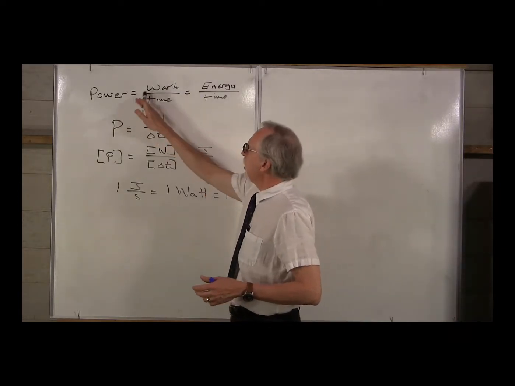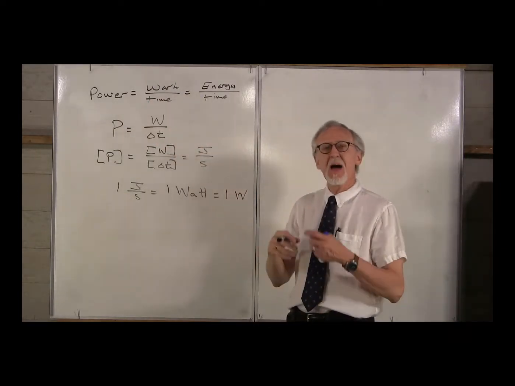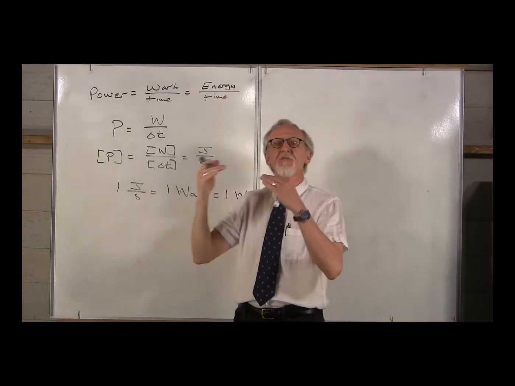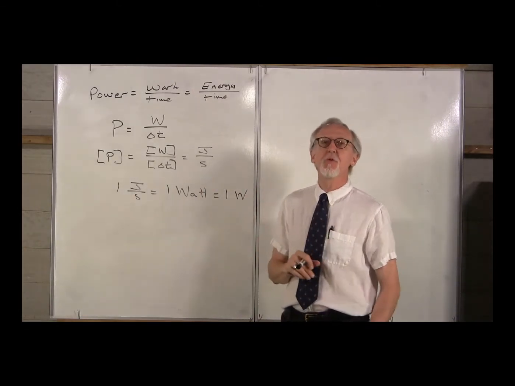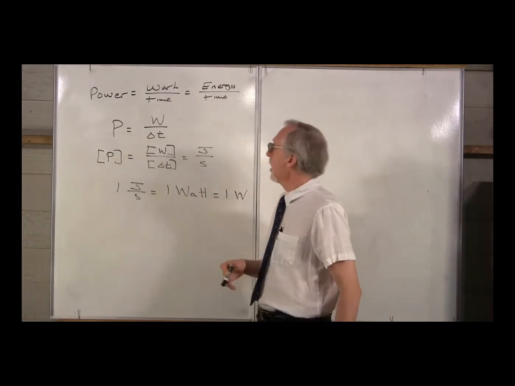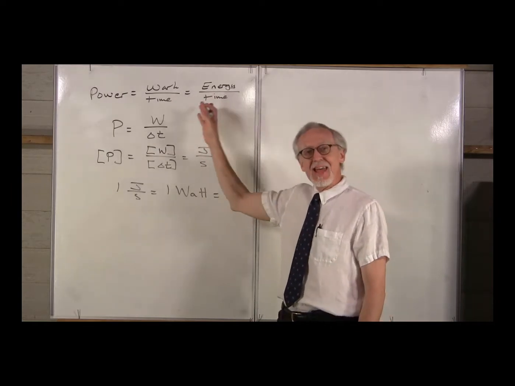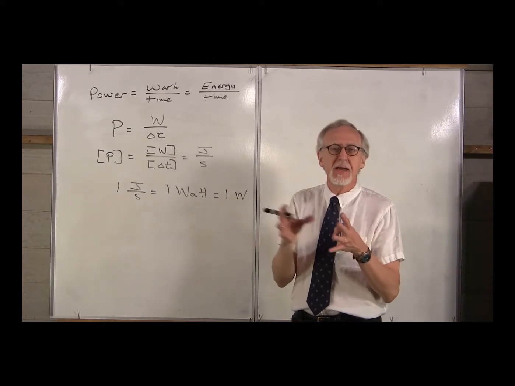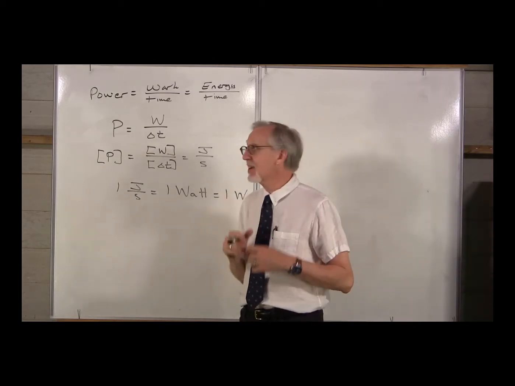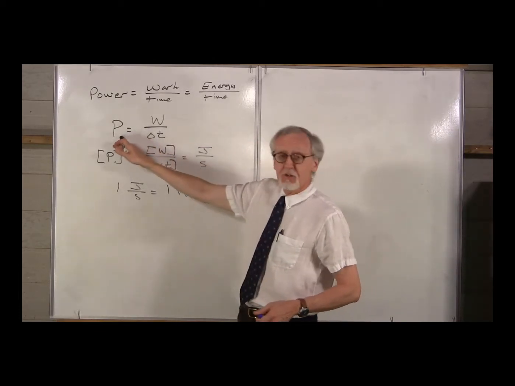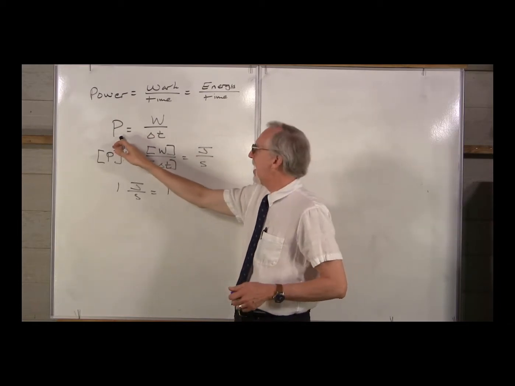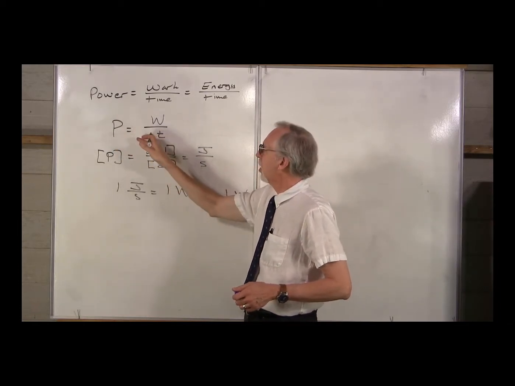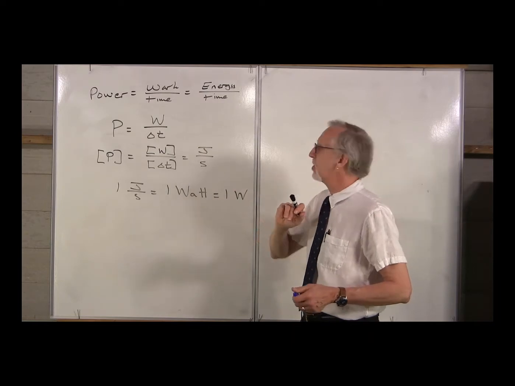Power is then the work done per time. How much work is being done divided by the time over which that work is done. We can also think of it as an energy per time. How much energy is changing or doing something per time. We'll use the symbol capital P for power. So power is work over delta T, W over delta T.